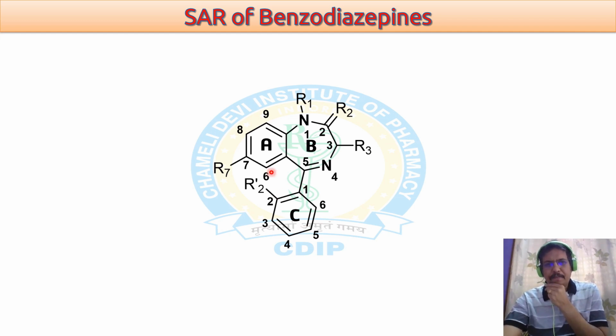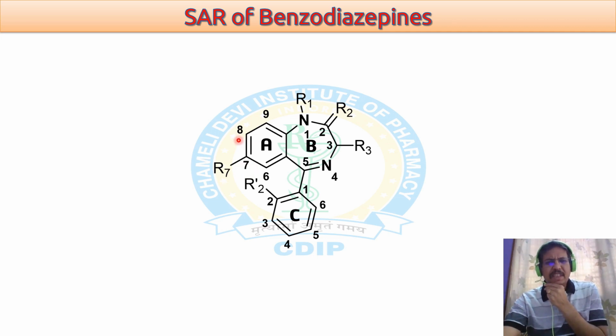Apart from that, another key area is the 7th position of this benzodiazepine ring system, where we can do substitutions in the form of various groups. It may be electronegative, it may be electropositive, it may be bulkier, it may be smaller, it may be hydrophobic, it may be hydrophilic. Such types of modification can be carried out in this area.